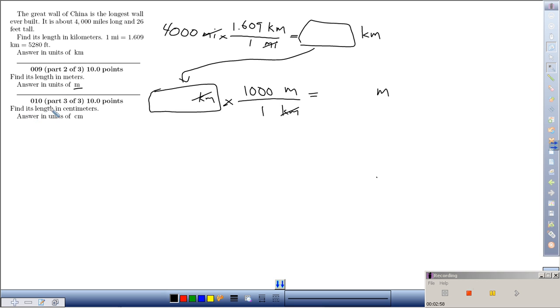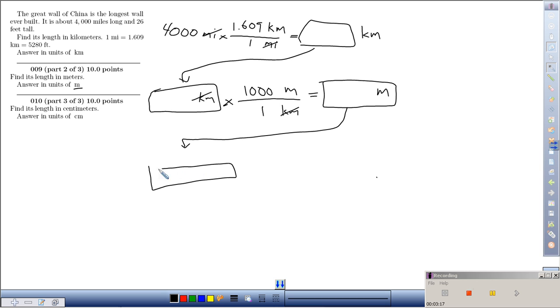Question number 10 asks you to find its length in centimeters. So I can use this answer that I now have in meters, whatever this answer is, and start there. Feel free to leave it in scientific notation if that's where it is. I'm going to do times and draw a line. Since meters is here, I want meters in the bottom. I can put centimeters up top because that's what I'm looking for.